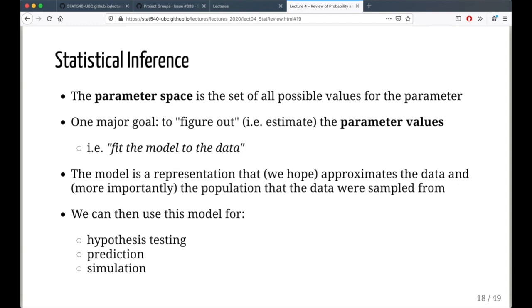So that leads us to statistical inference. The parameter space is the set of all possible values for the parameter.